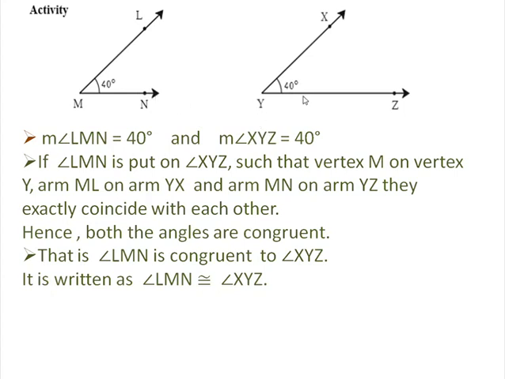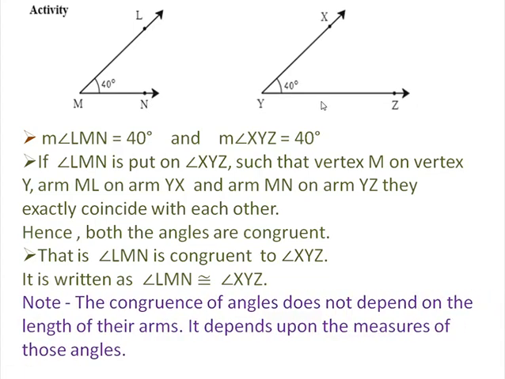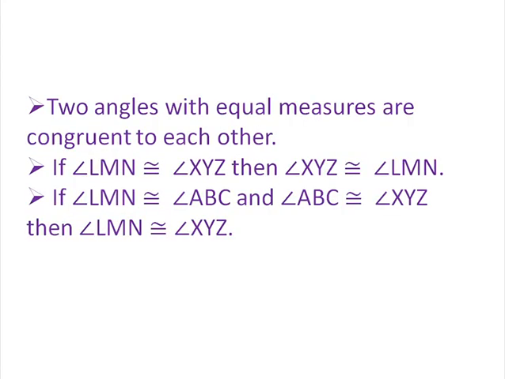Now, if you look at the length of the arms, here the length of this arm is smaller one and this is a bigger one. Here the measures are same, therefore the angles are congruent. But if the length of the arms are not same, then also the angles are congruent. Hence, we say that congruency of angles does not depend on the length of their arms, it depends upon the measures of those angles. So, from the above discussion, you have learned that two angles with equal measures are congruent to each other. So, this is the conclusion that we made from the above activity.